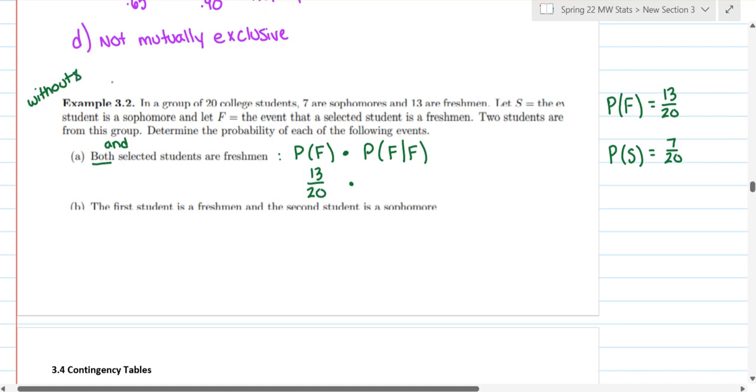I don't know why I put that S there. Replacement. Okay, which just means this.